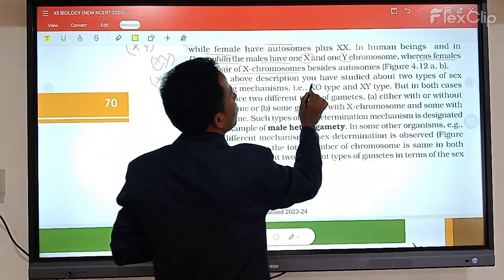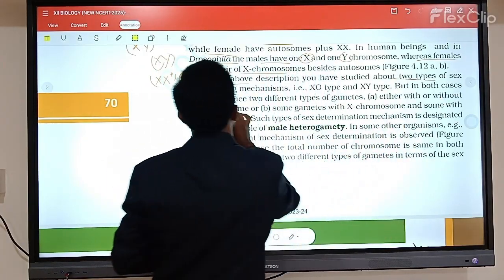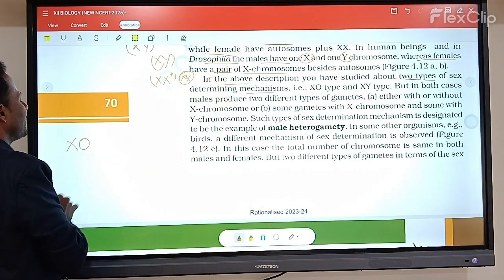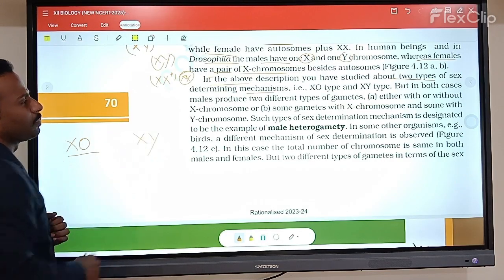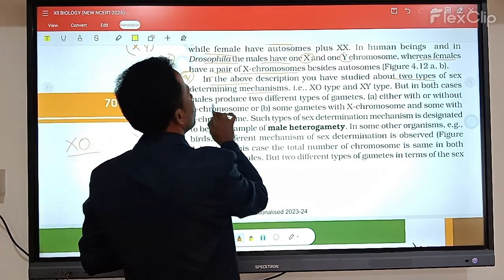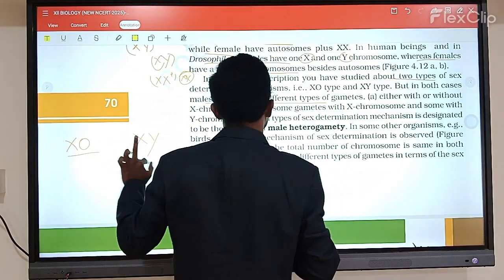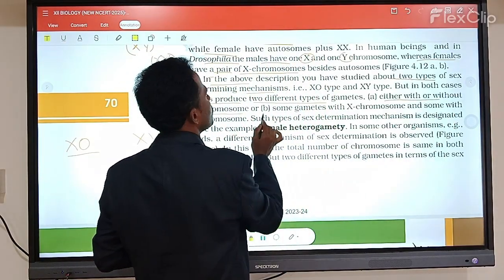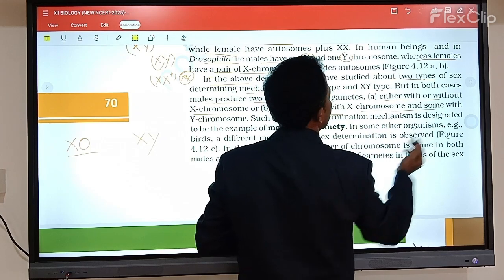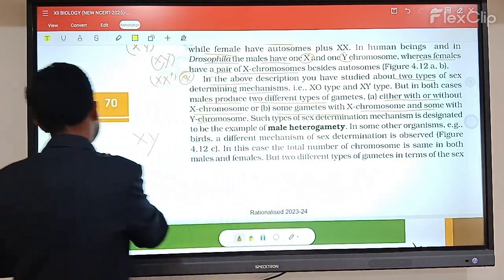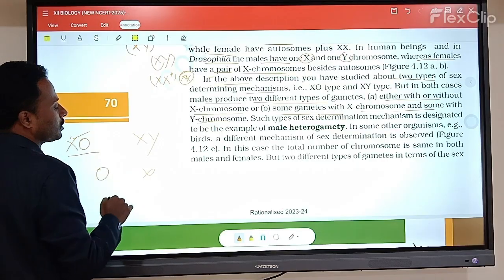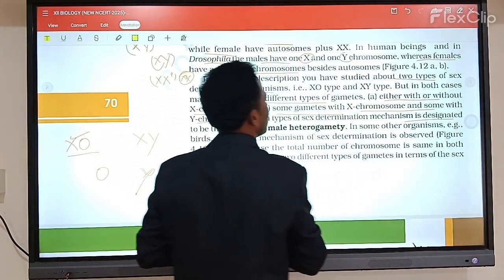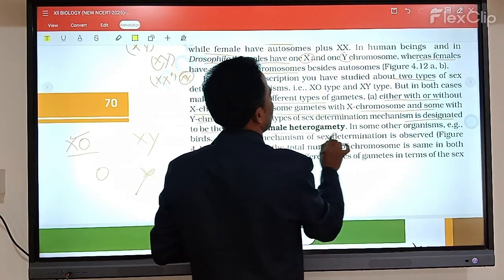From the above description, you have studied two types of sex determining mechanism: one is the XO type and the other is the XY type. In both, the male produces two different types of gametes. Either gametes with an X chromosome or without it, or some gametes with an X chromosome and some with a Y chromosome. So sometimes they are produced as O and sometimes as a Y chromosome. This type of sex determination mechanism is designated as male heterogamy.